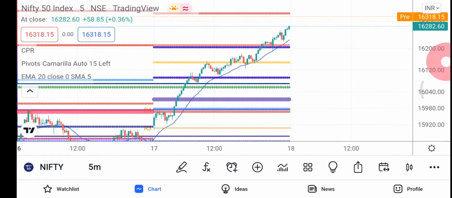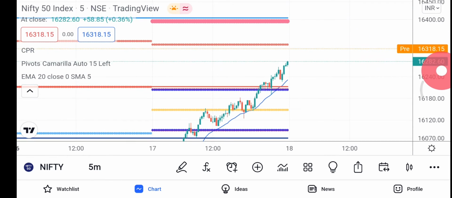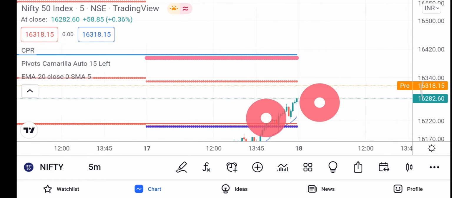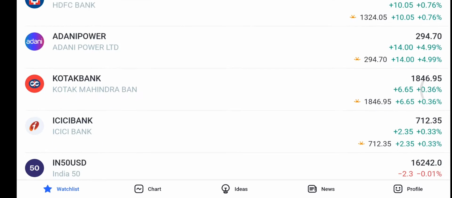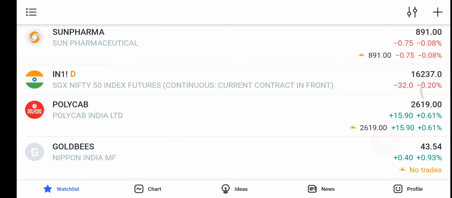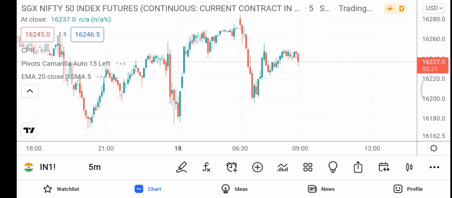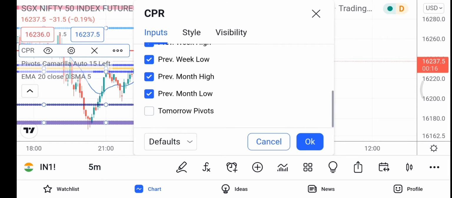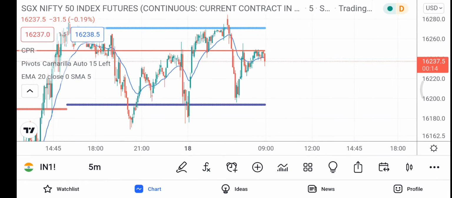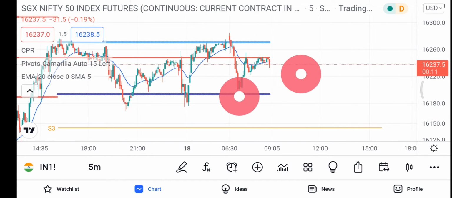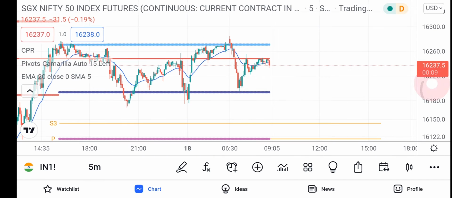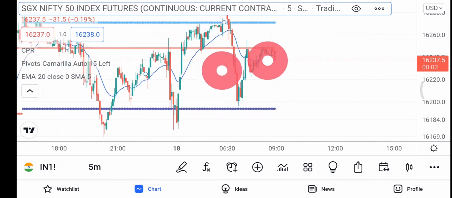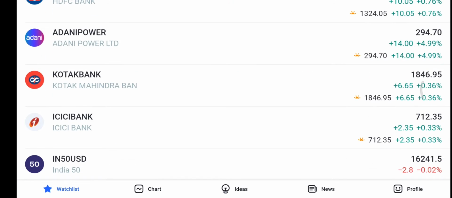Even Nifty is also going to open near the same, that is above the previous day high and below the daily resistance. And we are going to see the SGX Nifty chart. For that we have to turn off this tomorrow pivots, and as you can see today the market is trading in between this weekly resistance. This red horizontal line which you are seeing is the weekly resistance, and we are going to see this India 50 chart.